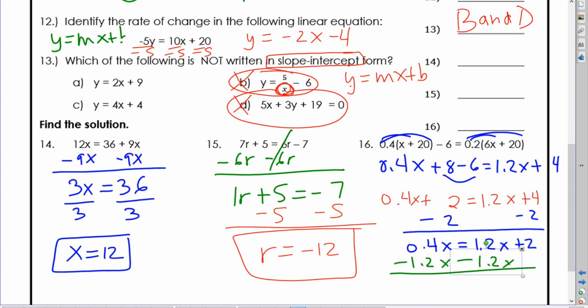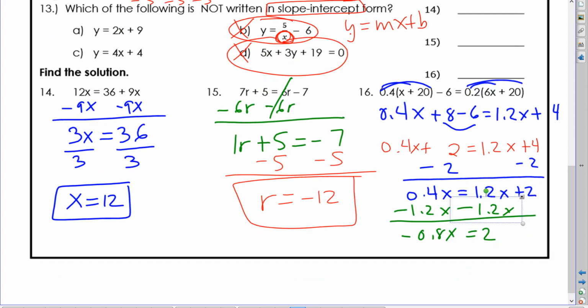0.4 minus 1.2 gives me negative 0.8. And now from here, I need to divide by negative 0.8. 2 divided by 0.8 is negative 2.5. I hope that helped you to complete homework number 10.